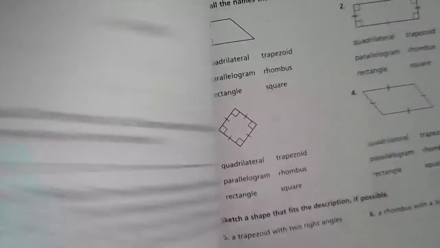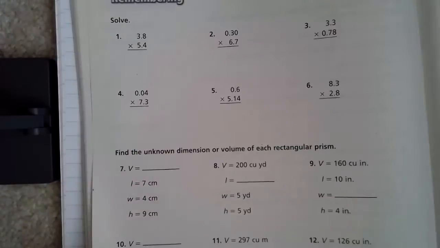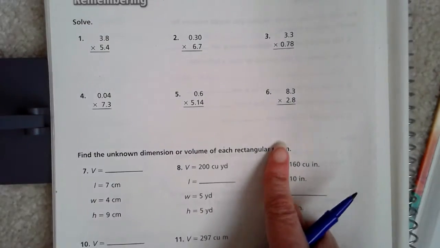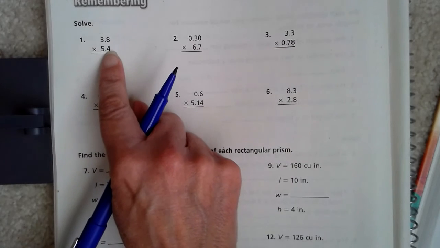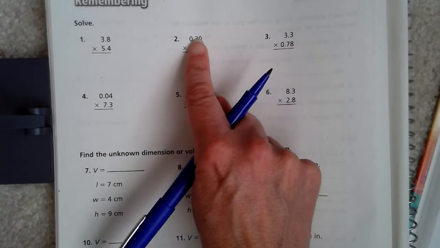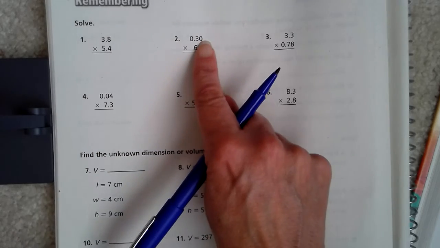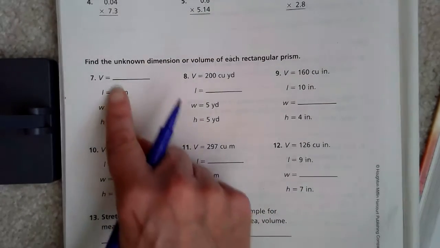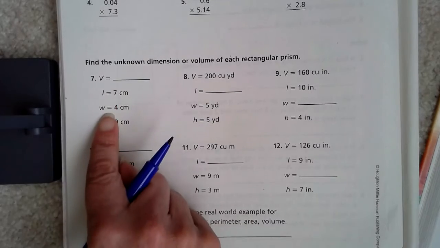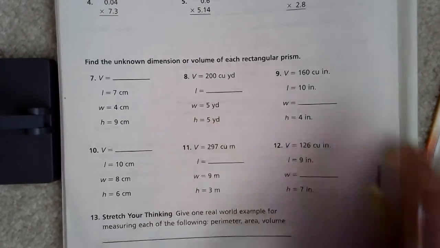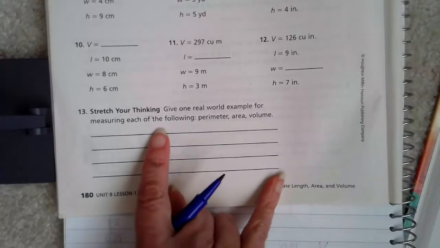And then on the back, we are going to multiply. Practice with multiplying decimals. Remember, you don't have to line up your decimal point, but you count how many digits are after the decimal point to put in your answer. So this one you need to have 2 digits after the decimal point in your answer. This one you need to have 3 digits after the decimal point. Here's some more practice with finding the volume. Remember, length times width times height. So here they give us the volume, so we have to find the length.